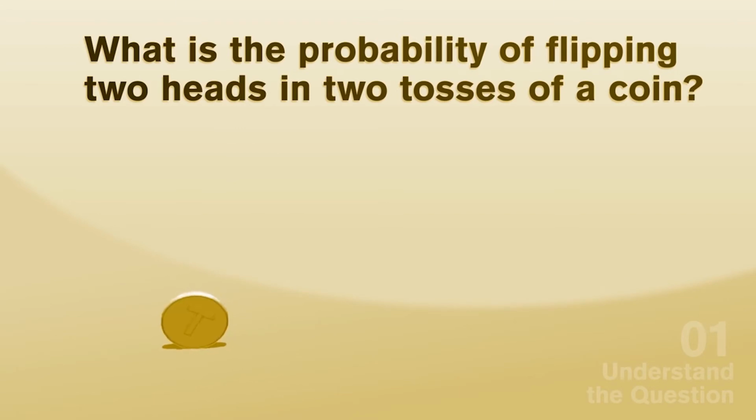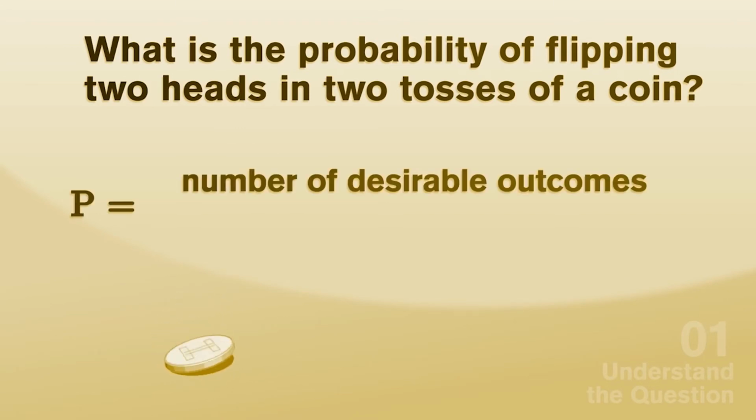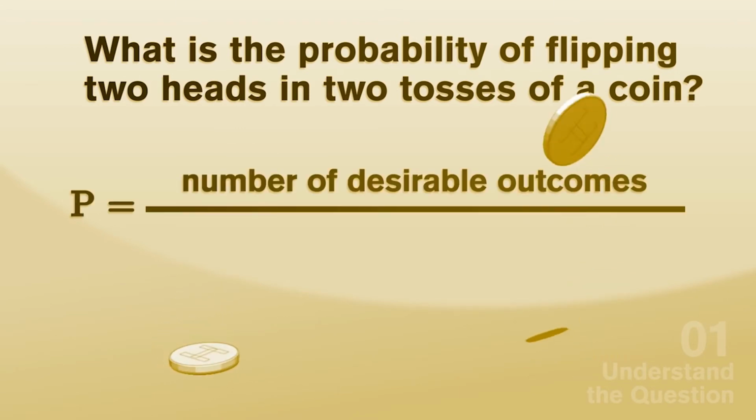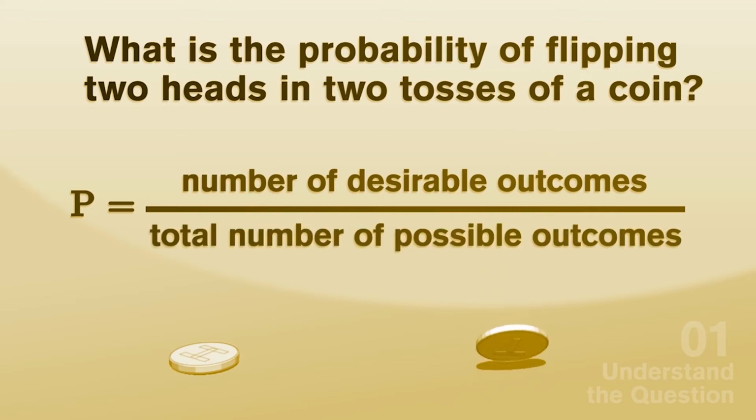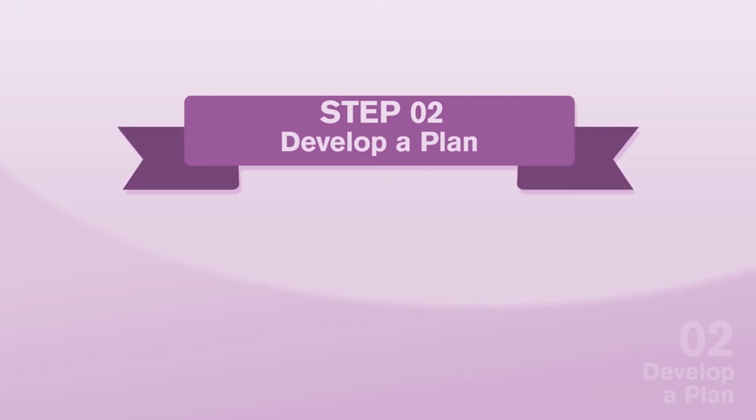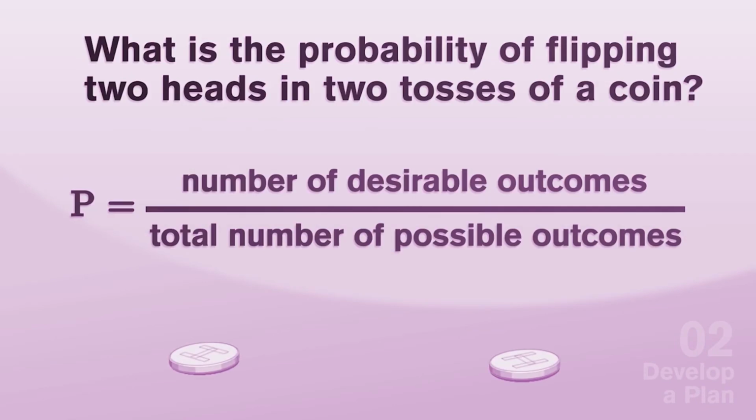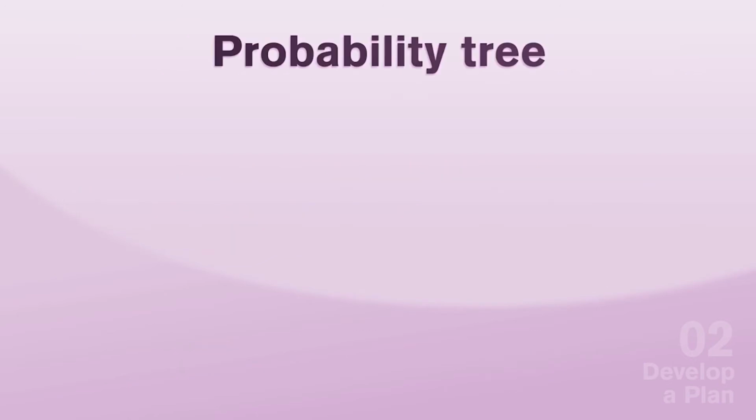Then the probability of the outcome we want is equal to the number of desirable outcomes divided by the total number of possible outcomes. So we need to determine how many ways there are of flipping 2 heads and how many possible outcomes there are in total. In probability, it is often helpful to visualise the situation. Here we will use a visualisation technique known as a probability tree to do this.